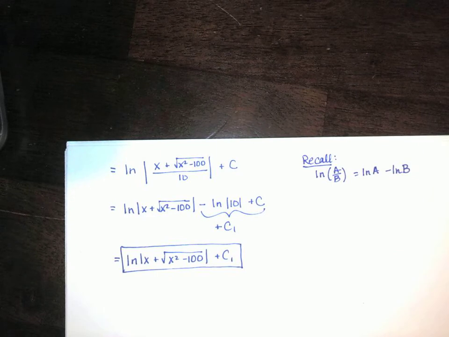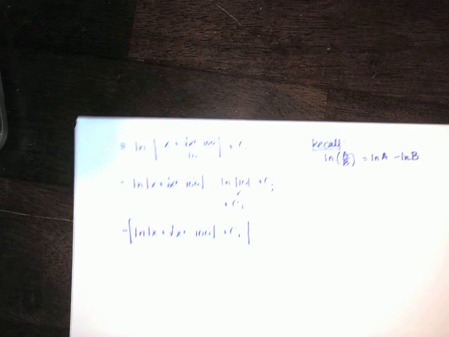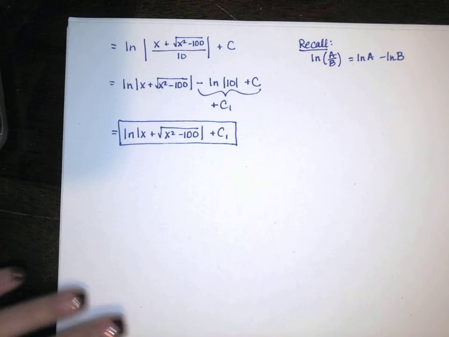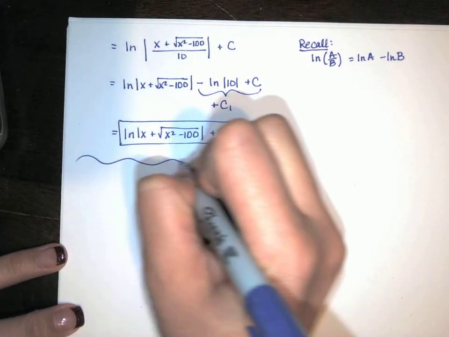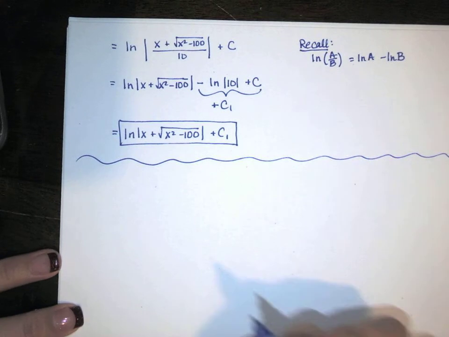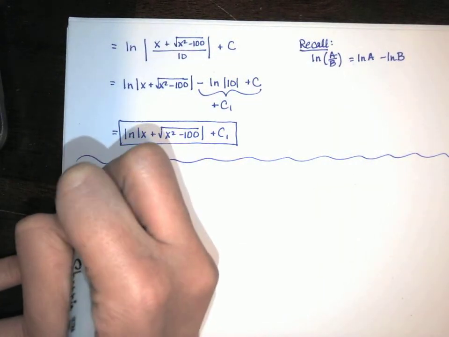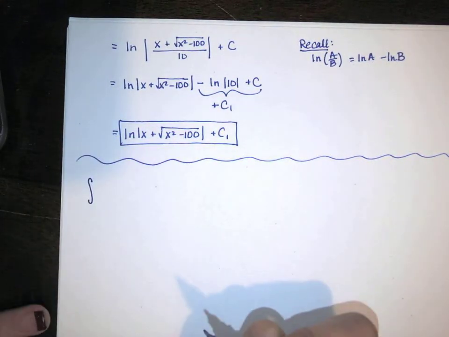Let's do one more secant substitution. And then we will call it a night on the secant substitutions. All right. This time I'm going to do one with bounds. Okay.